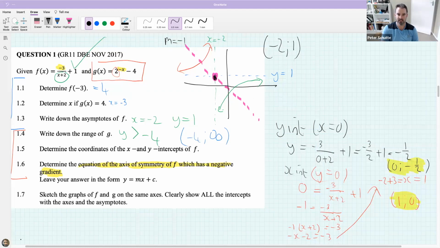So what you need is the equation of the purple dotted line that has a gradient of -1. You don't know what the y-intercept is, but you do know that the point (-2, 1) is on this line. Can you find the equation of this pink axis of symmetry here for me?